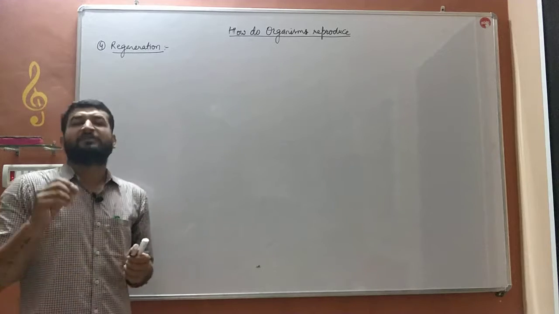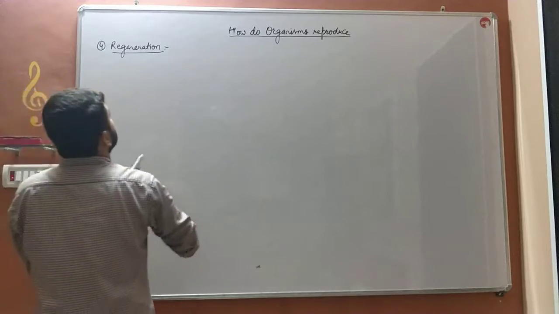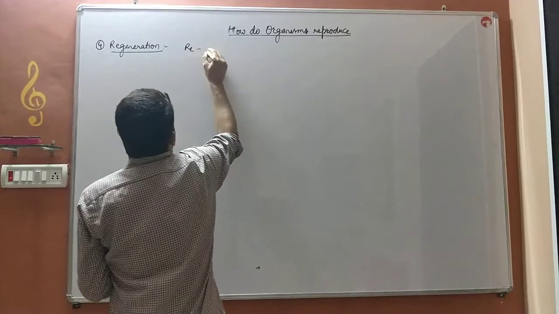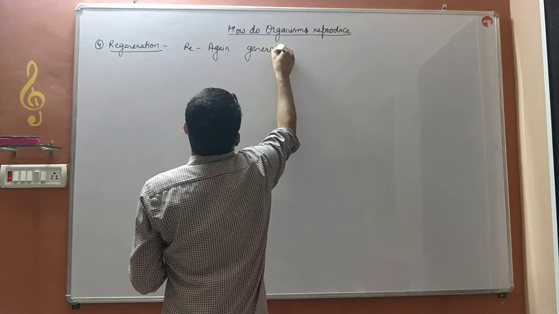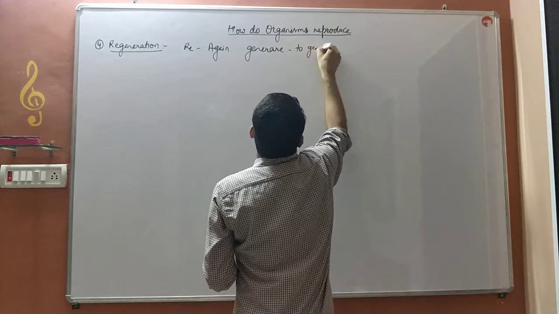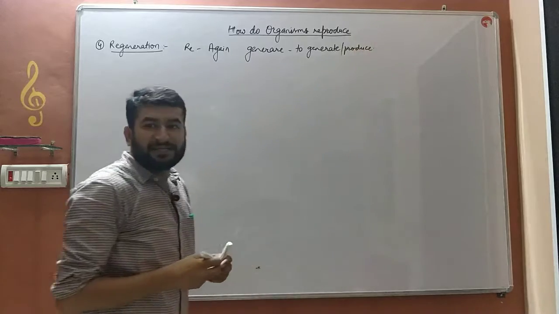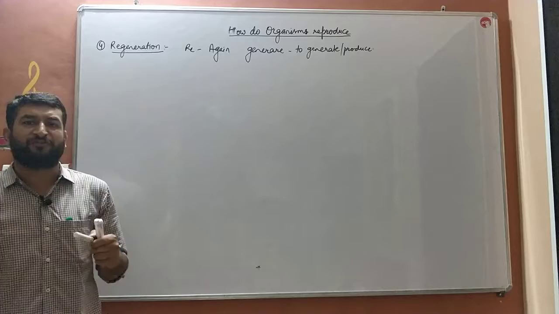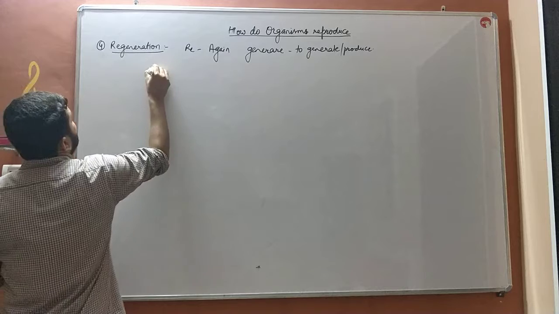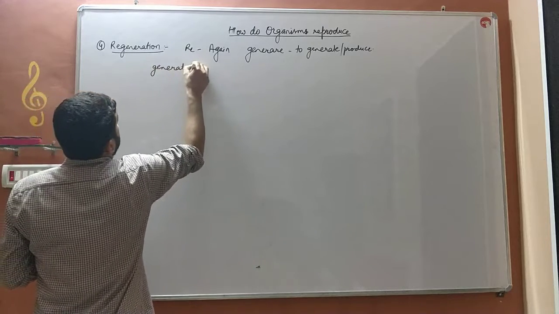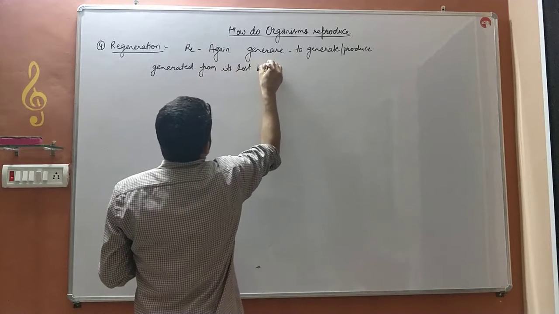In this video, we will discuss the fourth type of asexual reproduction, that is regeneration. Regeneration is composed of "re", which means again, and "generation", taken from generate, which means to generate, to produce. It is the method of asexual reproduction in which a new organism is generated from its lost body part.